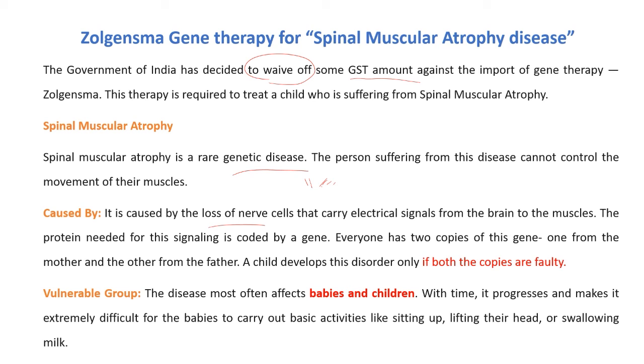So who are the vulnerable group? The disease most often affects babies and children. With time, it progresses and makes it extremely difficult for the babies to carry out basic activities like sitting up, because it affects the spinal cord, so they cannot sit. They cannot lift their head or swallow milk. They cannot do any activity with regard to spinal muscles. So their body will be fully paralyzed.